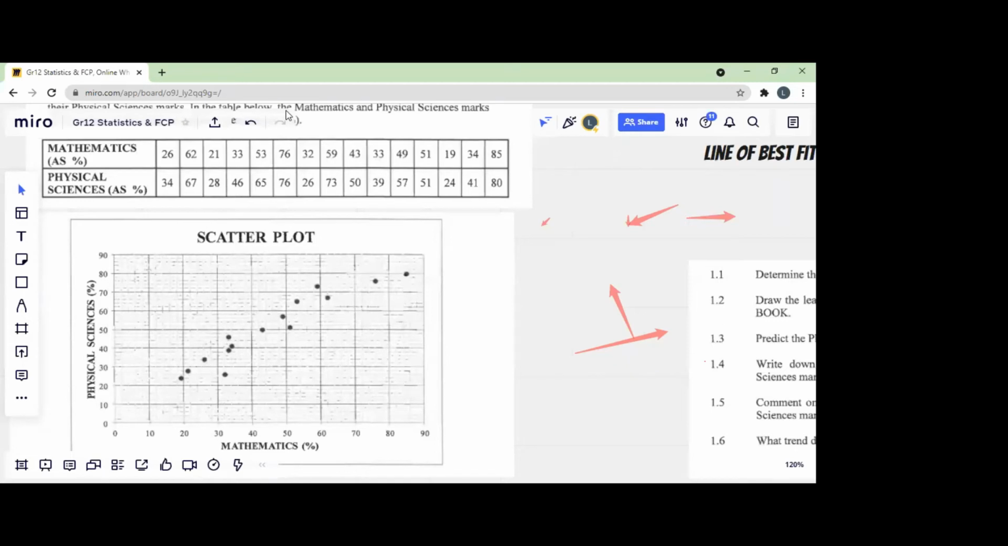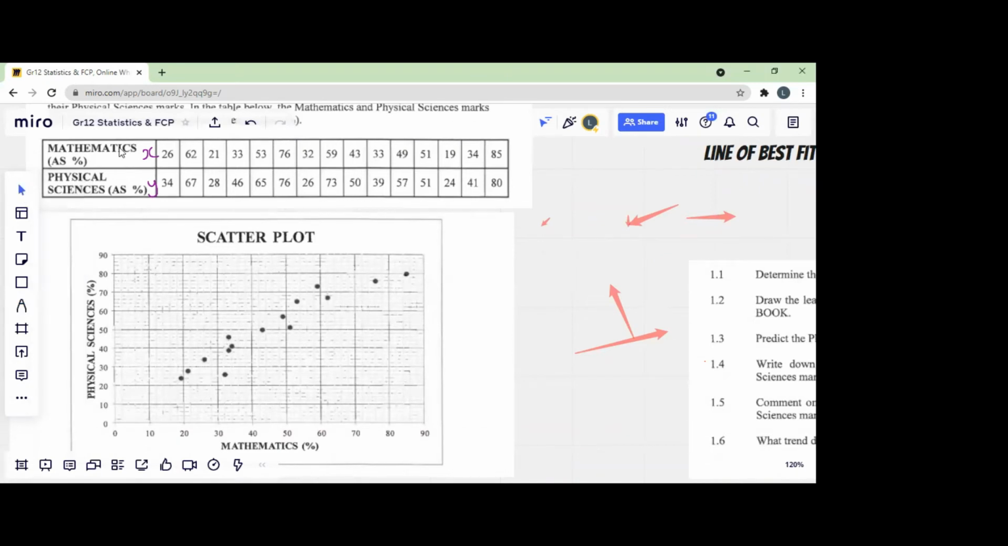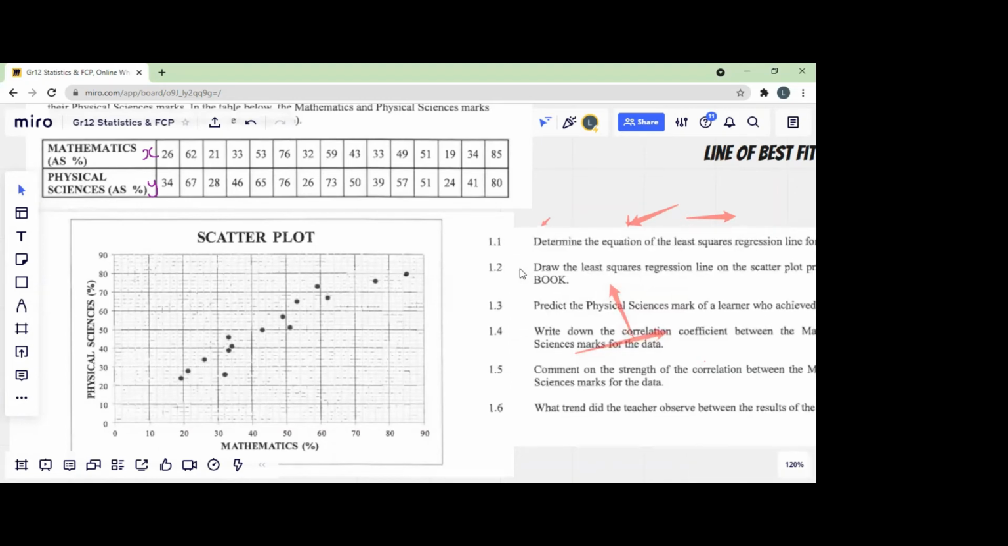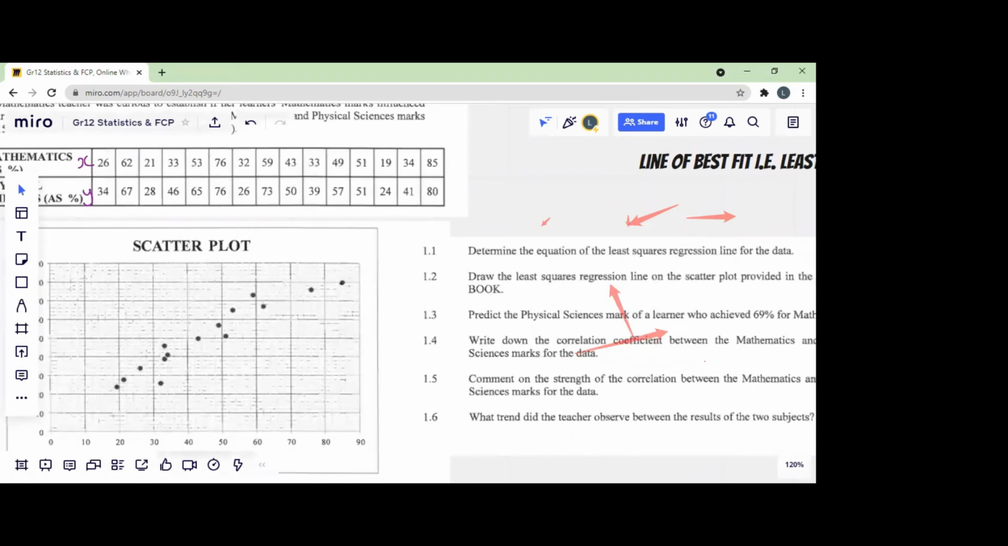This is your X coordinate. The top row is always going to be the X, and this is the corresponding Y, and they've plotted these points as such. Either they can do that for you, or they can ask you to do it. In this particular case, they've already plotted the points, and now they're going to ask us questions about them. The first question they're asking us is to determine the equation of the least squares regression line.